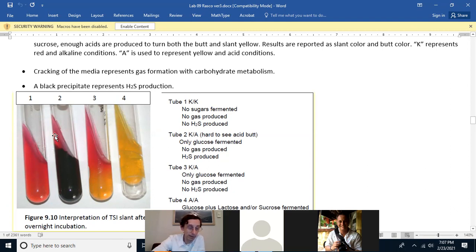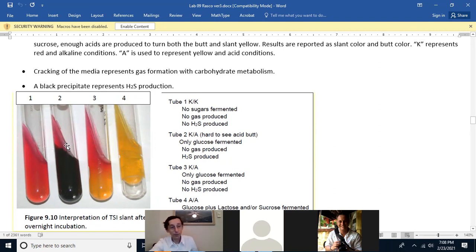And once the glucose has been used up, the bacteria use the protein, which makes it basic, and the basic ions remove the acid ions, and that's why it's looking pink. So all of the glucose has been used up, but glucose was fermented, and that's why it is red on the top and yellow on the bottom.